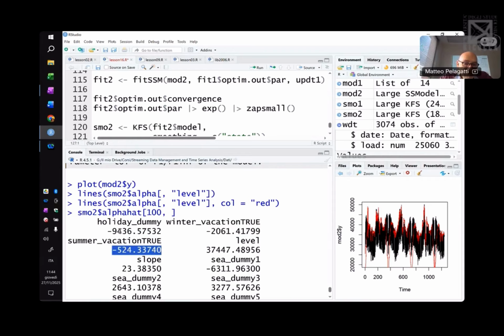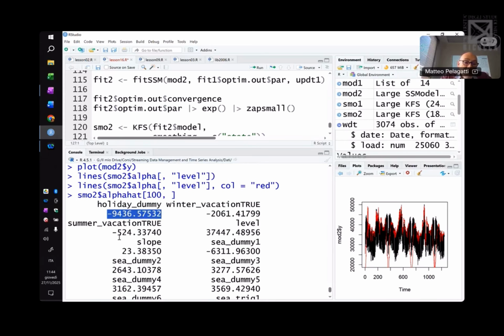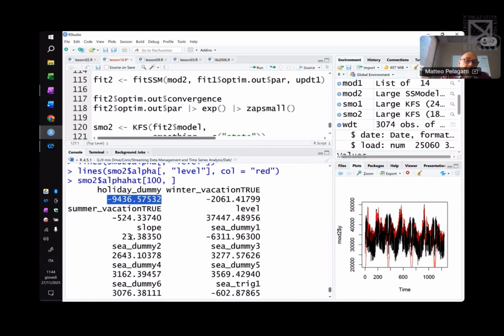This is instead a good estimate of that effect. All the other things are changing, but the slope. Actually, we saw that the variance of the slope was 0, so the slope is not changing. I'm just taking a single time point, but the slope is also not changing. So 23 means that it's slightly increasing.